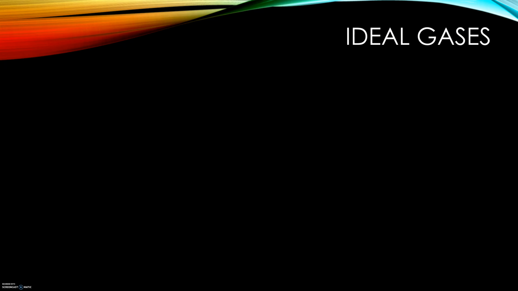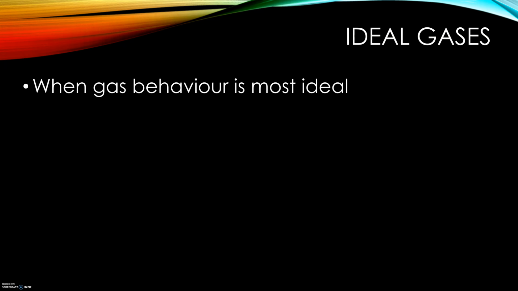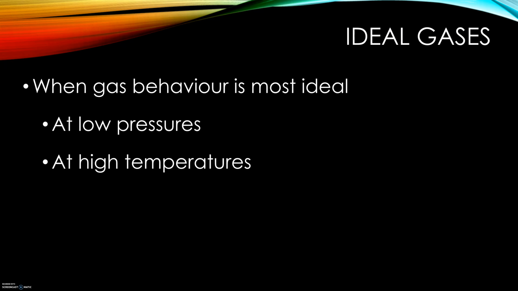So when can we get gas to behave the most ideal? Well, since we're not able to create a perfect ideal gas, there are ways in which we can reach optimum and get very close to being ideal. And there have been conditions that we found out that fit this criteria. And those happen to be when you are at low pressure and high temperature.